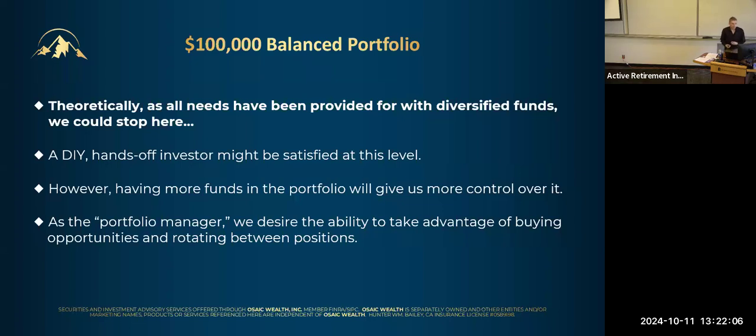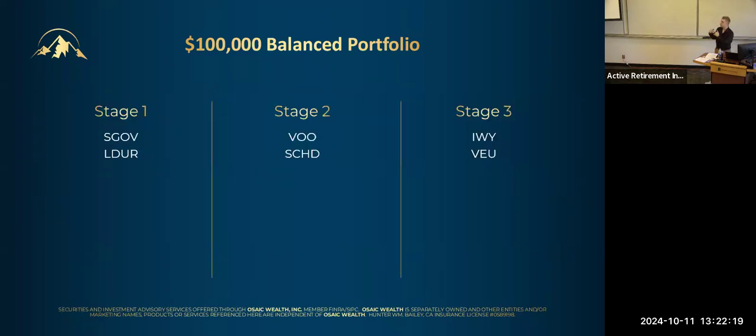We desire the ability to take advantage of buying opportunities and just rotate between positions for reasons mentioned just a minute ago. So we'll go a little bit further and put in one more layer on top of these funds. We've still got our 3 core funds: the iShares 0 to 3 month treasuries, the Vanguard S&P 500, and the iShares Growth. But now we're going to add one more layer. And remember, as we move on, these positions are going to be a little bit smaller.